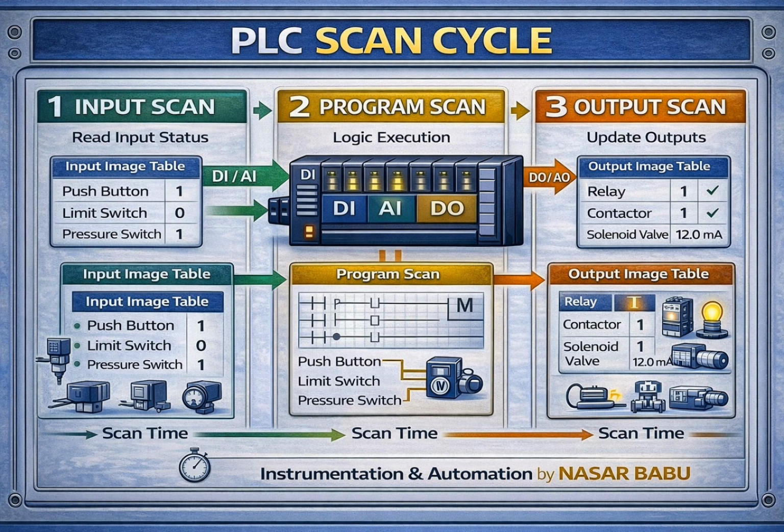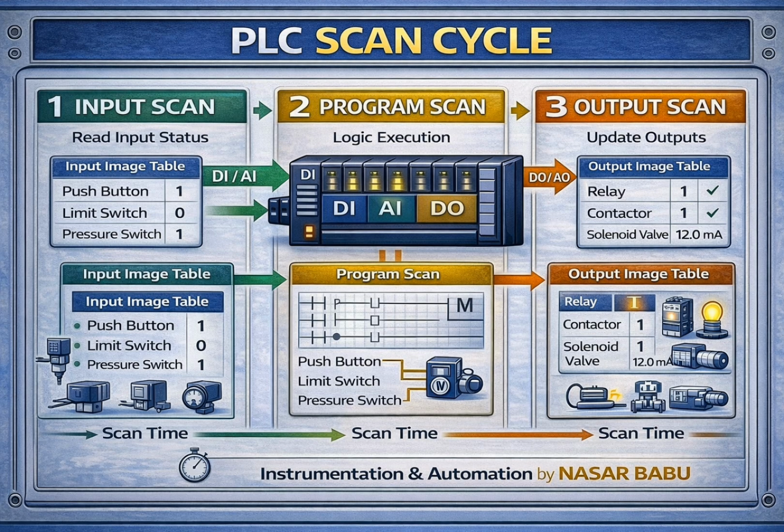Next comes the program scan. Here, the PLC executes the user program line by line. The PLC uses the input values stored in memory, not the real-time field signals. Based on the logic written, contacts are evaluated, timers and counters are processed, and conditions are checked. The results are stored in the output image table.